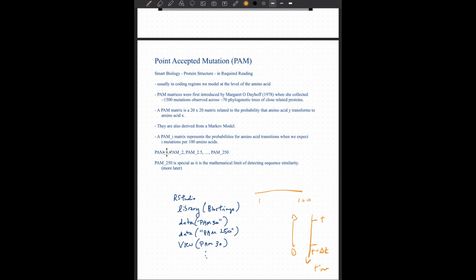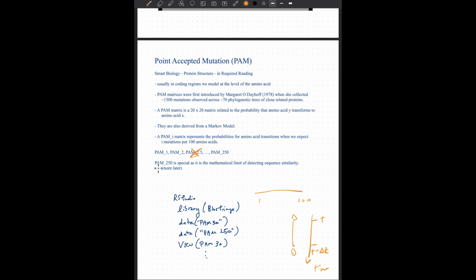And it goes from PAM1 to PAM250. Now, they're continuous Markov chains, so we can actually reason about PAM2.5, but that's irrelevant, and you never need to think about that again for the rest of your life unless you somehow end up as a mathematician or biostatistician and you're interested in that.